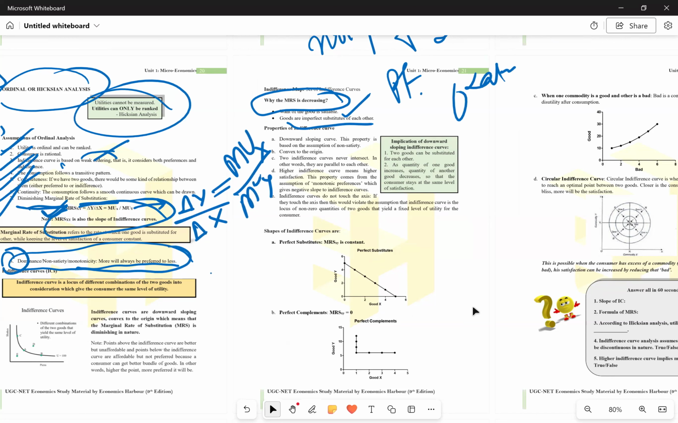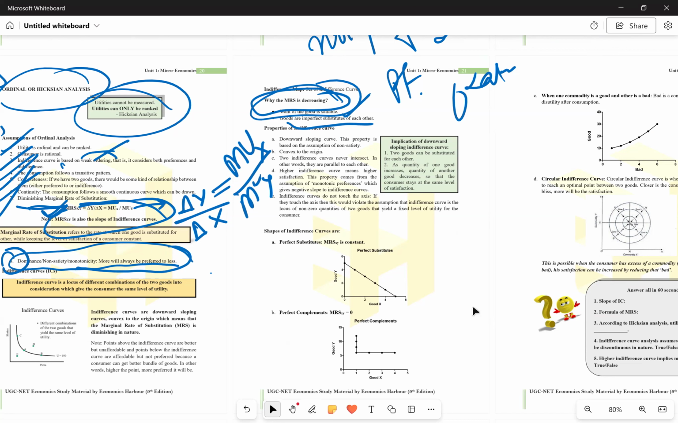But at some point, you will be like, no, I need roti as well. I cannot have rice all the time. So these goods are not perfect substitutes of each other. They can be considered as substitutes, but not perfect substitutes. One always gets bored of eating the same thing again and again. That's why your MRS is decreasing, simply because of the need to consume the other commodity as well.